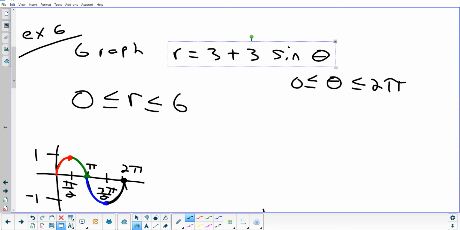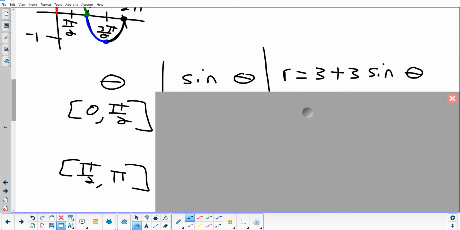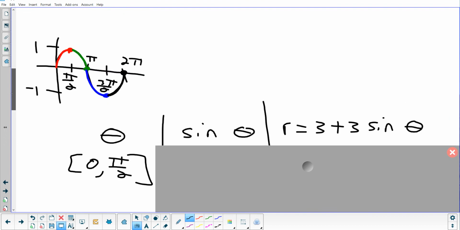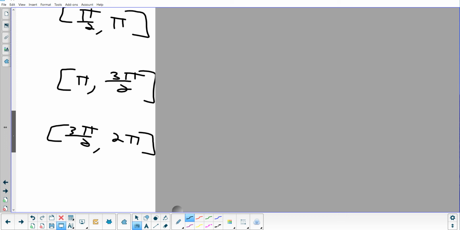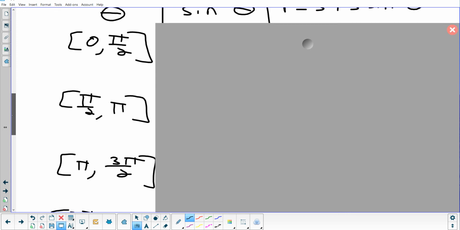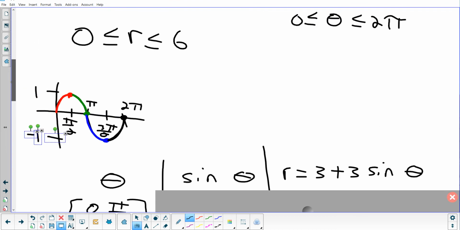All right. So to make a table, in the left column we're going to write down the sections we're going to look at, and there's going to be 4 of them. We're going to look at 0 to pi over 2. Then pi over 2 to pi. Then pi to 3 pi over 2. Then 3 pi over 2 to 2 pi. Those are the 4 key sections in the graph where things change. What's the equation we're looking at?